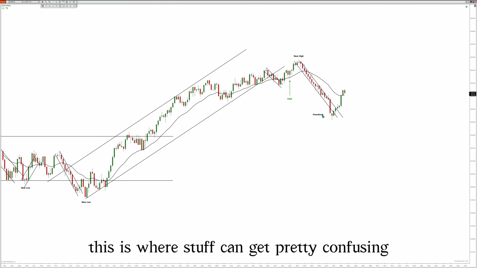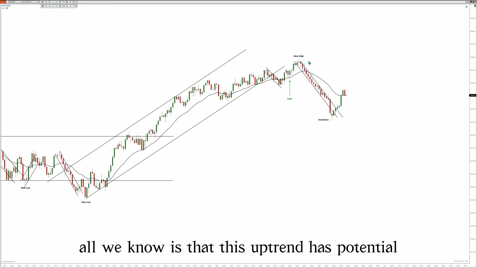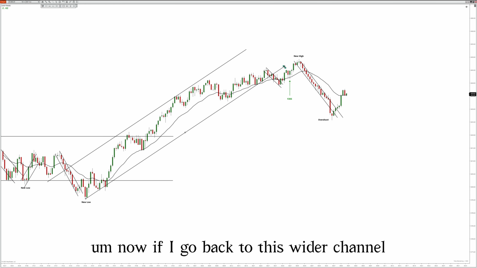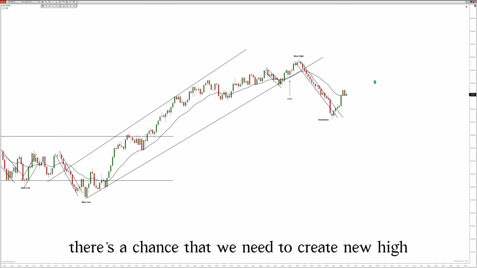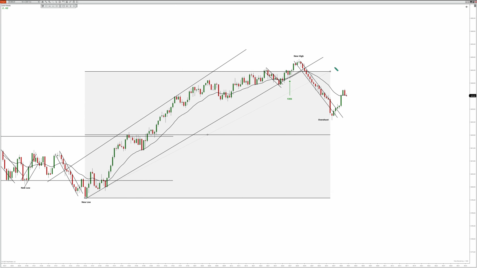This is where stuff can get pretty confusing, so you've got to be patient and see where the market wants to go. There's no clear structure here. All we know is that this uptrend has potential new high created already. Now if I go back to this wider channel, there's a chance that we need to create new high because we haven't retraced over 50% of it.